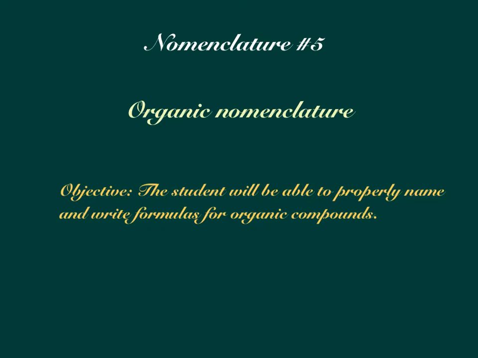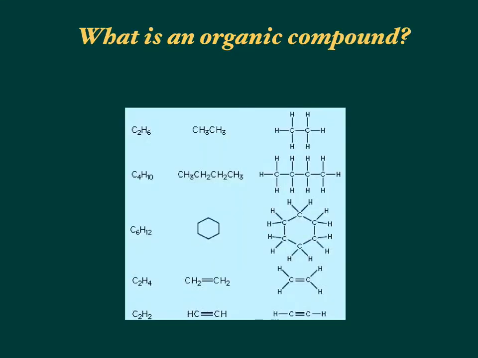This one's organic nomenclature, and it's going to just briefly touch on some naming and writing organic compounds. So what is an organic compound? Well, in short, it is a carbon-based compound. It has to have carbons in it. It can have other elements in it also, like hydrogens or oxygens. And these are all examples of some organic compounds.